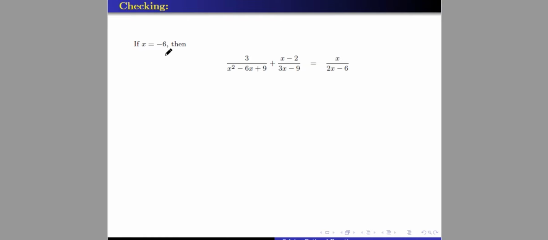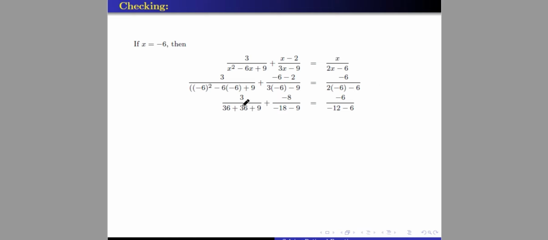So we have x equals negative 6. So you substitute. The square of negative 6 is positive 36. Negative 6 times negative 6 is positive 36. Negative 6 times 3 is negative 18. Okay. Negative 6 minus 2 is negative 8. And then on the right hand side, 2 times negative 6 is negative 12.